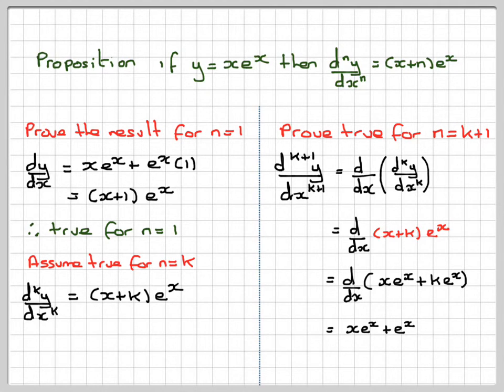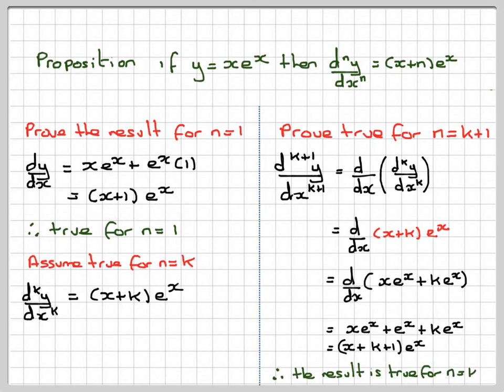So differentiating that, we get this bit here, x e to the x plus e to the x. Differentiating this, we just get k e to the x. So here we've got 1 plus k, so we get x plus k plus 1 e to the x, which gives me what I wanted. We've got x and then k plus 1 from here. Therefore, the result is true for n equal to k plus 1.